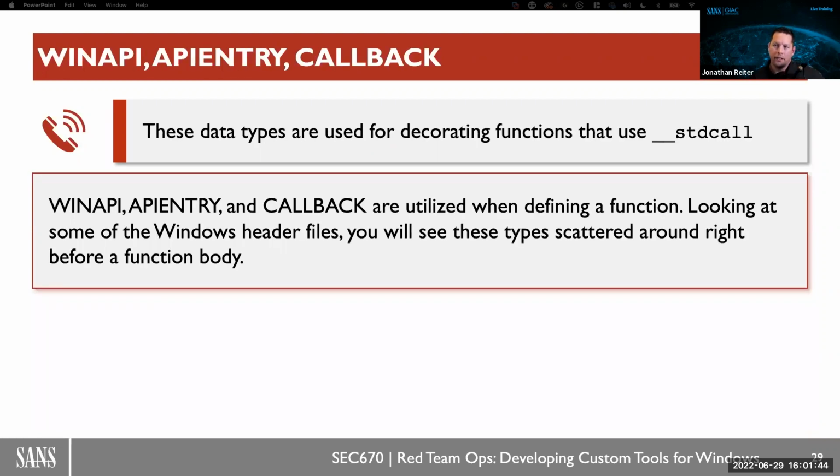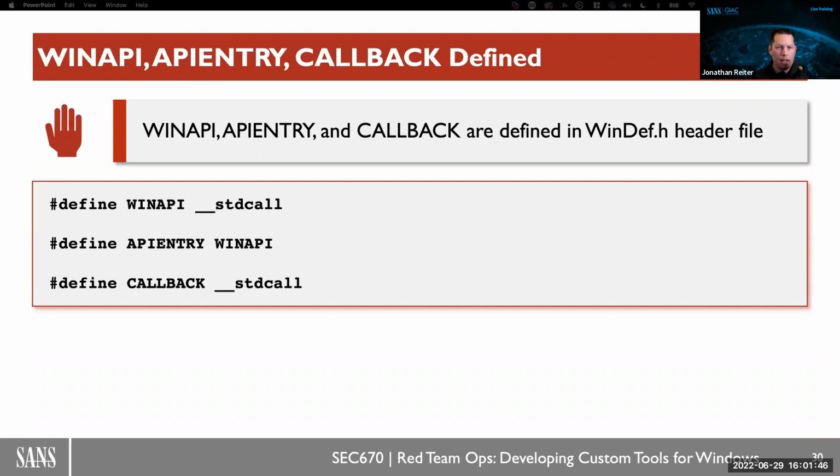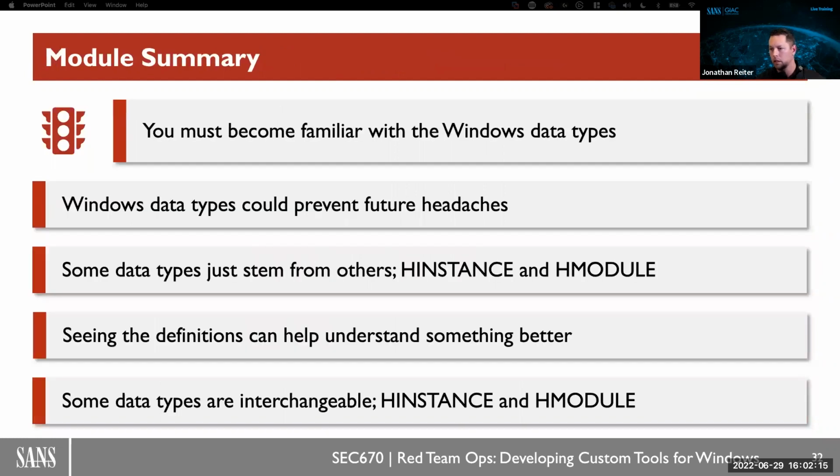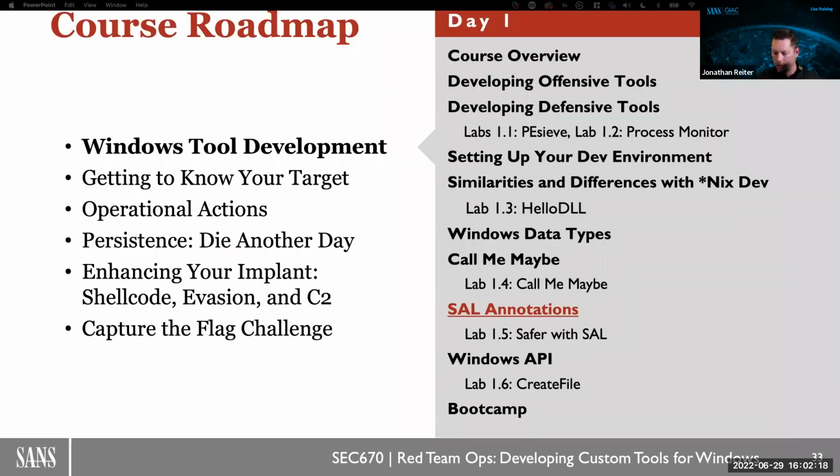All right, WINAPI and these callback types, these are kind of interesting because you'll see these a lot for how functions are decorated. The WINAPI is basically stdcall. So when you see an example like this, BOOL WINAPI EnumProcesses, you can say that, hey, WINAPI is just stdcall. And we know exactly how stdcall is going to work, how things are going to be cleaned up off the stack, and so on and so forth. Right, so you'll be seeing this stuff a lot. All right, so that's a wrap for that little section right there.